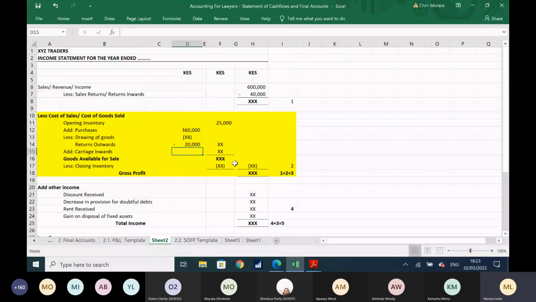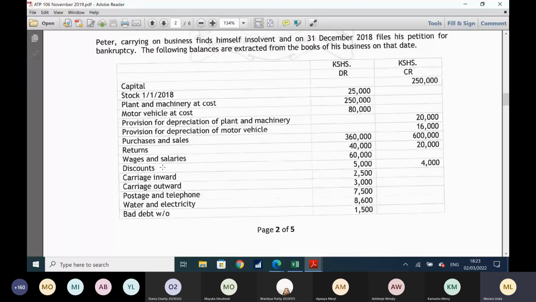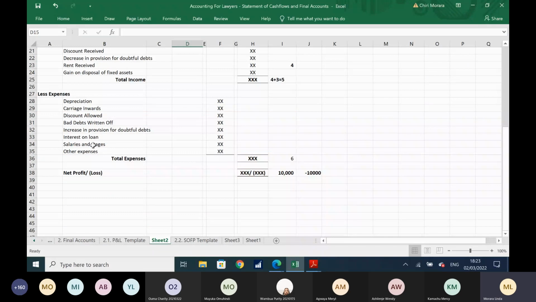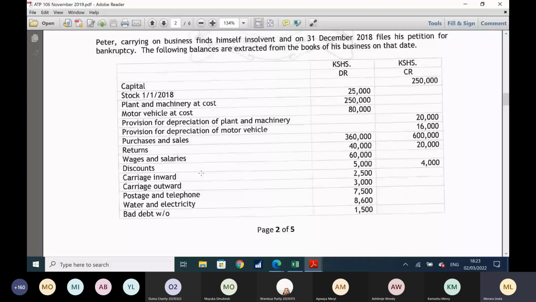Next, we have our wages and salaries. That's an expense. I think this is a no-brainer. So that is 60K. I hope I've not forgotten. 60K. Yes, it is 60K.